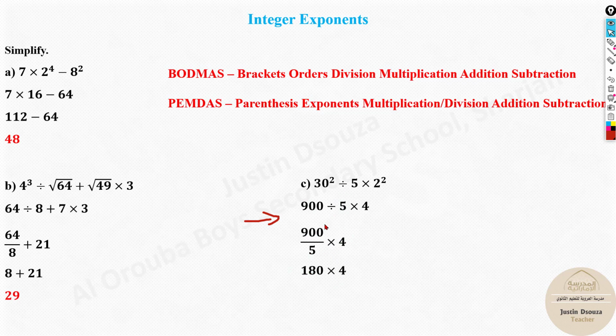Then do the multiplication. So always look from left side to right side and then do it when division and multiplication are together. So this would be the answer, 180 times 4, that is 720. So this is how we can solve these problems.